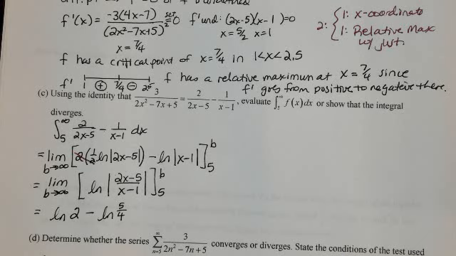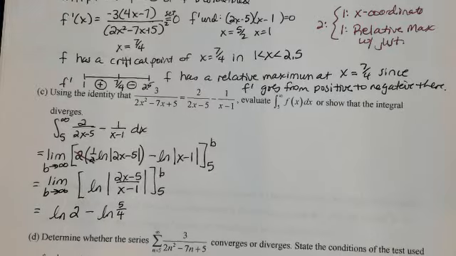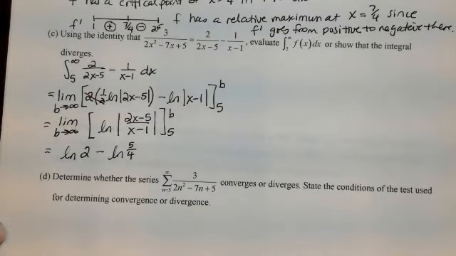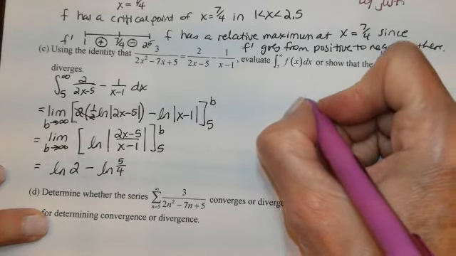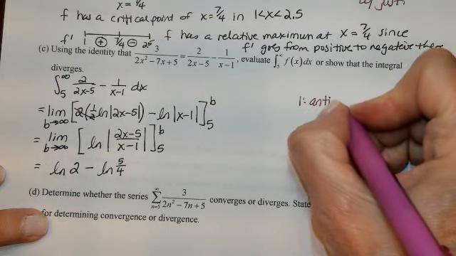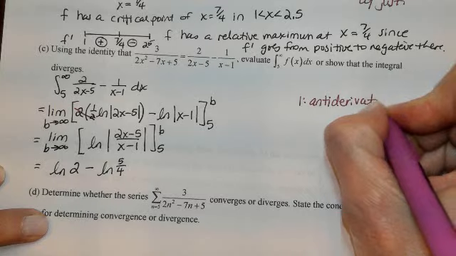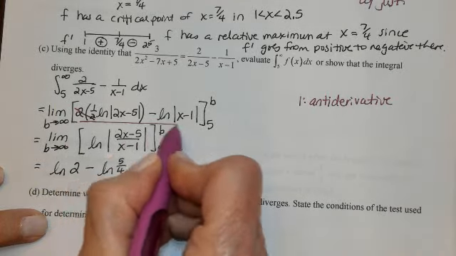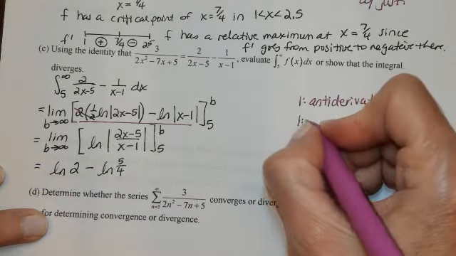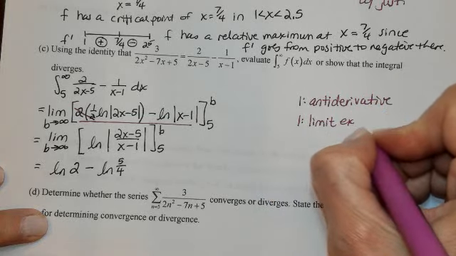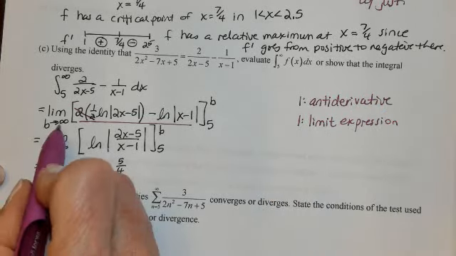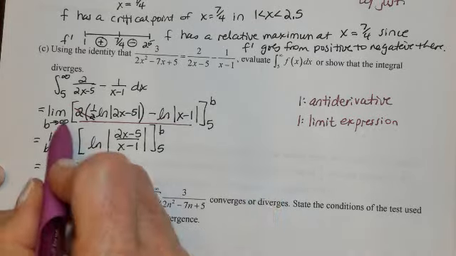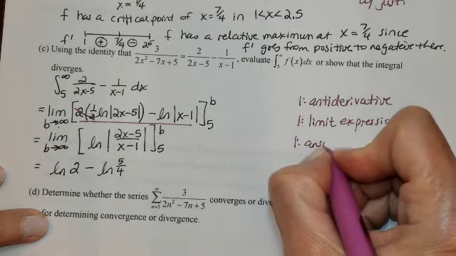So I can see them having something like this on your test, definitely. Even a calculator would not do you any good here. The way this one was scored, this was worth a total of 3 points. 1 point for the antiderivative, that would be this step. That's the antiderivative. 1 point for the limit expression, so you had to put that limit there. And then 1 point for the answer.